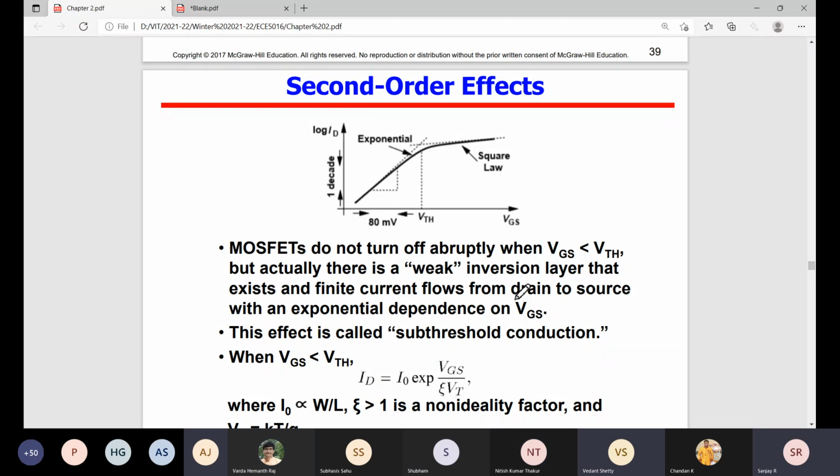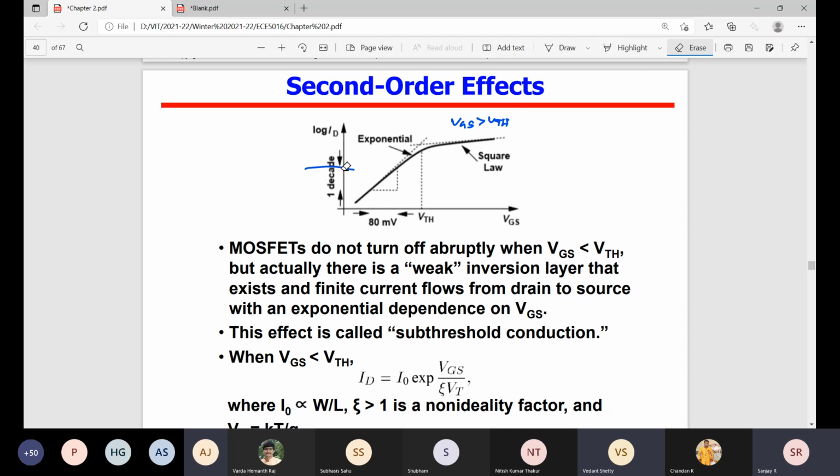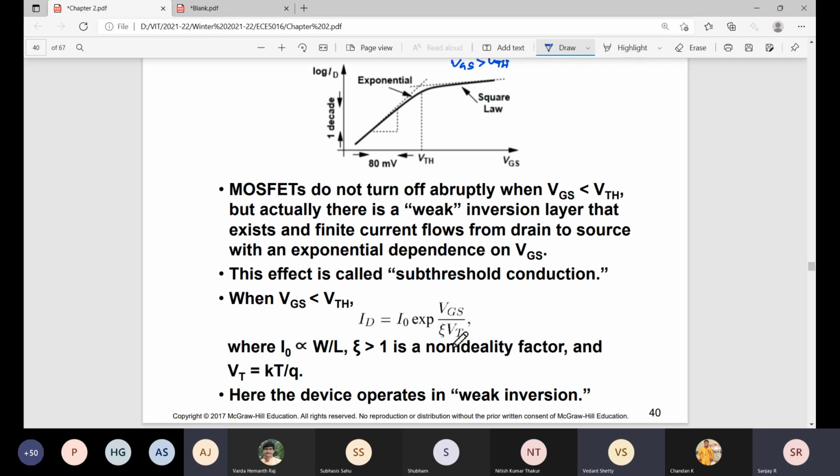Okay, so the subthreshold thing, I will finish within 5 minutes. VGS greater than VT gives the square law. But when VGS is less than VT, we assume there will be no current, but practically there will be some current. That current behaves like an exponential. Exponential means BJT. You know the PN junction diode equation; similar thing here, but VGS divided by eta, the subthreshold swing factor, zeta.